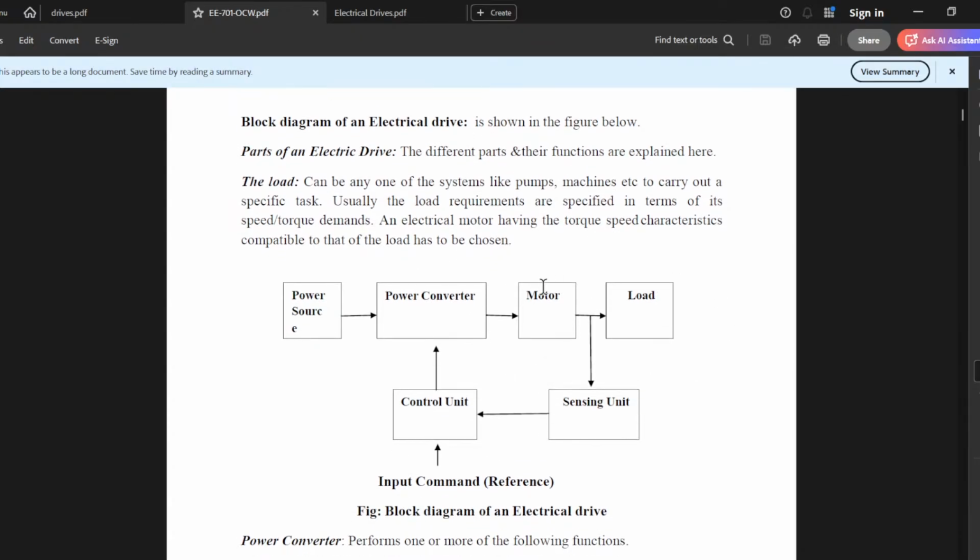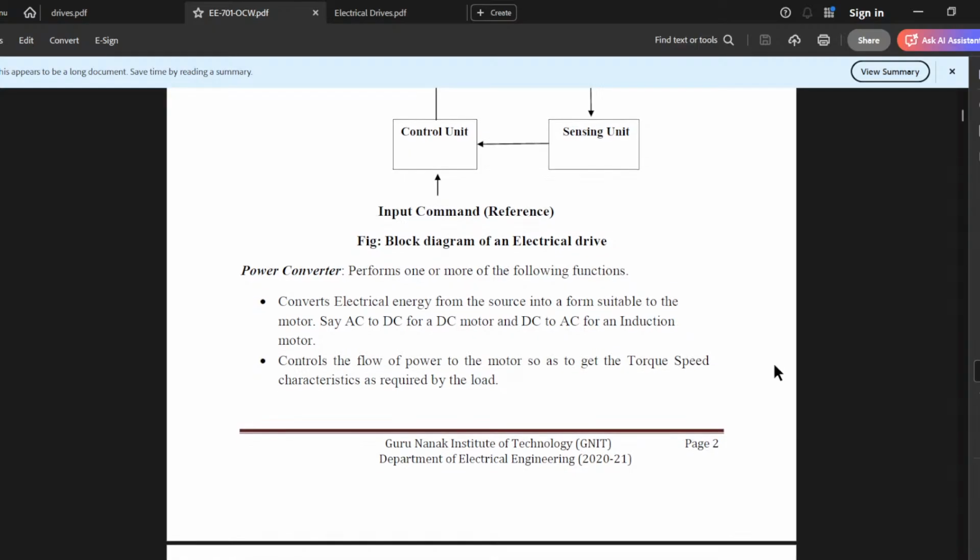It means, for example, this load has high speed, less torque. So an electric motor that has high speed, low torque will be attached to this. Then it will perform the best type of system.